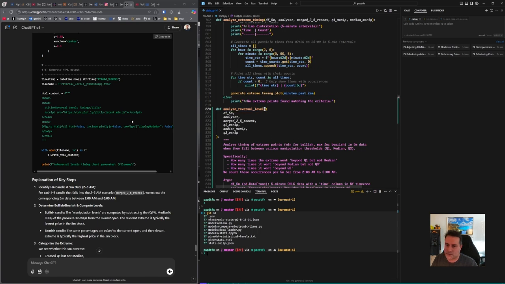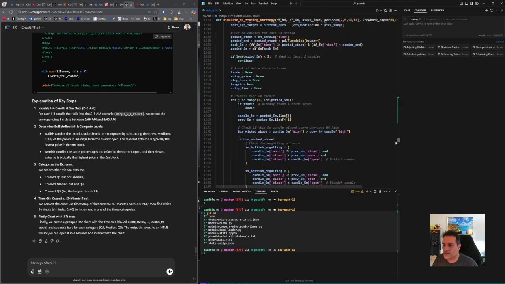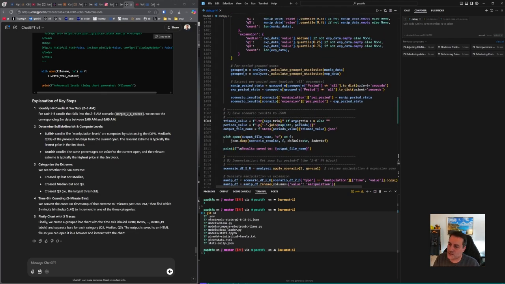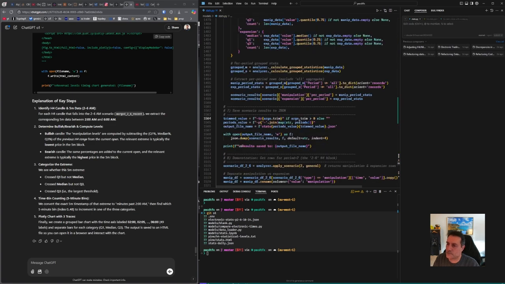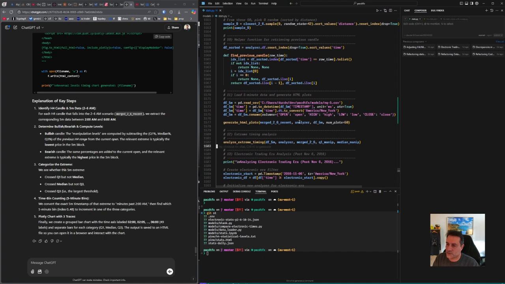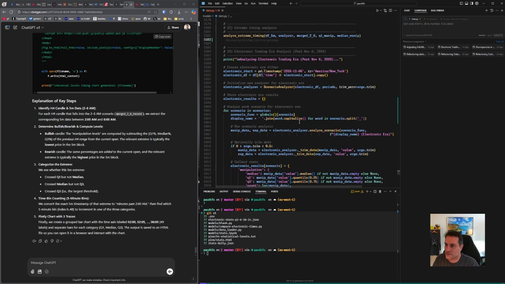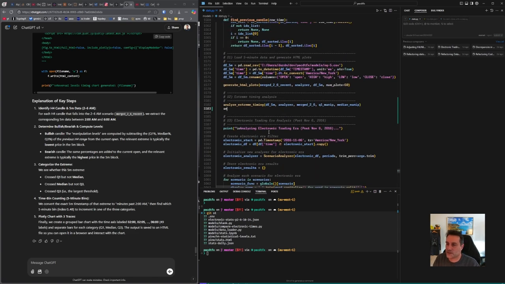Analyze reversal levels. Now this is just implementation. Now we need to invoke it in the main. So we go to extreme timings. Okay. We just add it like this. How will we call it? Analyze reversal levels. Can you complete it?